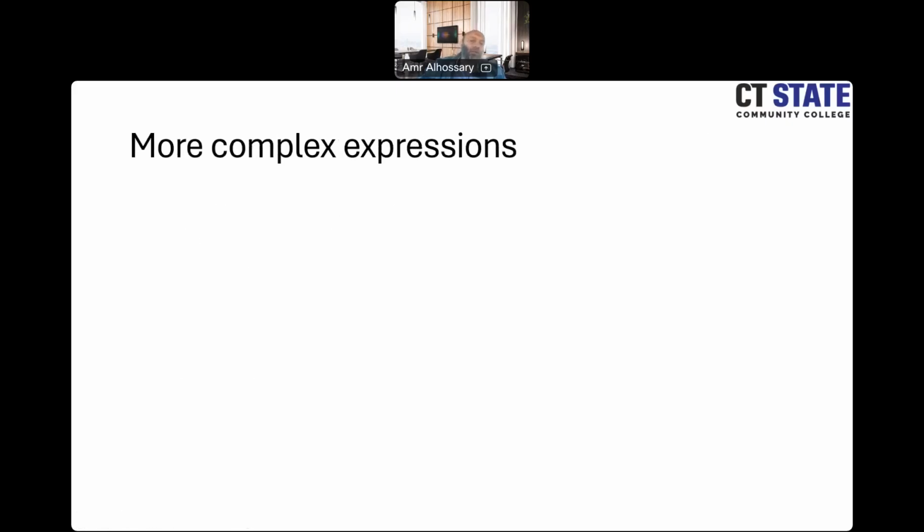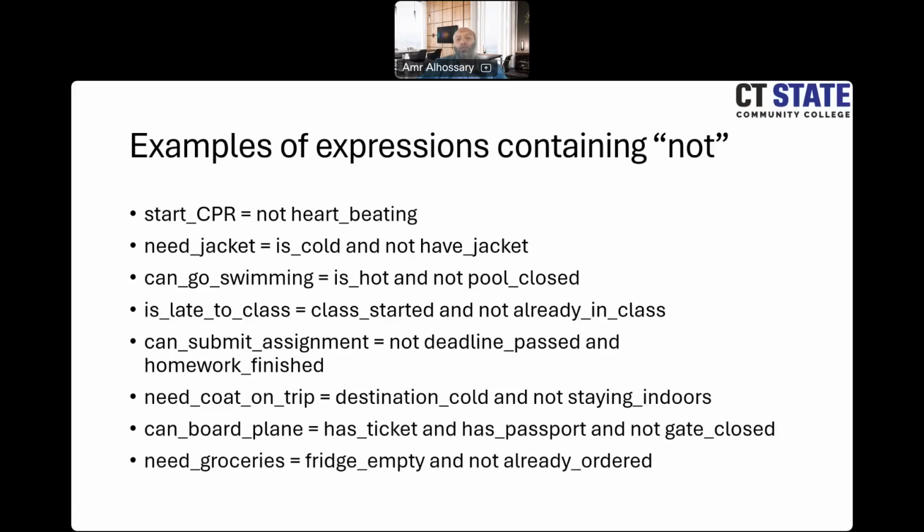Finally, I will need a grocery if the fridge is empty and not already ordered. If I have ordered already, then I don't need to go to the grocery.